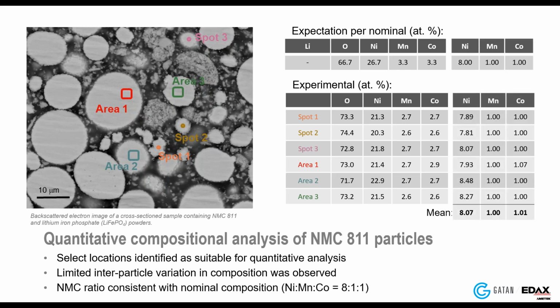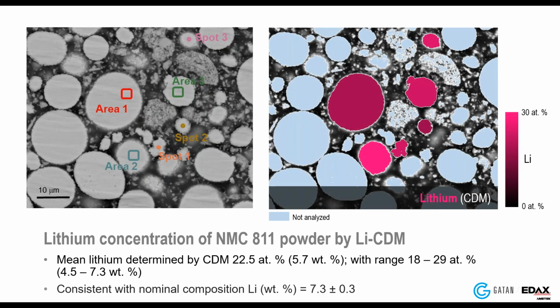That NMC ratio that we've spoken about previously was found to be entirely consistent with the nominal composition, so 8 to 1 to 1. Now that we know the mean atomic number and have identified the atomic fraction of other elements present in the sample, we can apply the composition by difference method. That's shown here using false colorization to give an indication of the lithium content in each of these particles. The mean lithium content determined by this method is 22.5 atomic percent, or just under 6 weight percent, so within about 1.5 weight percent of the nominal composition value that was expected.